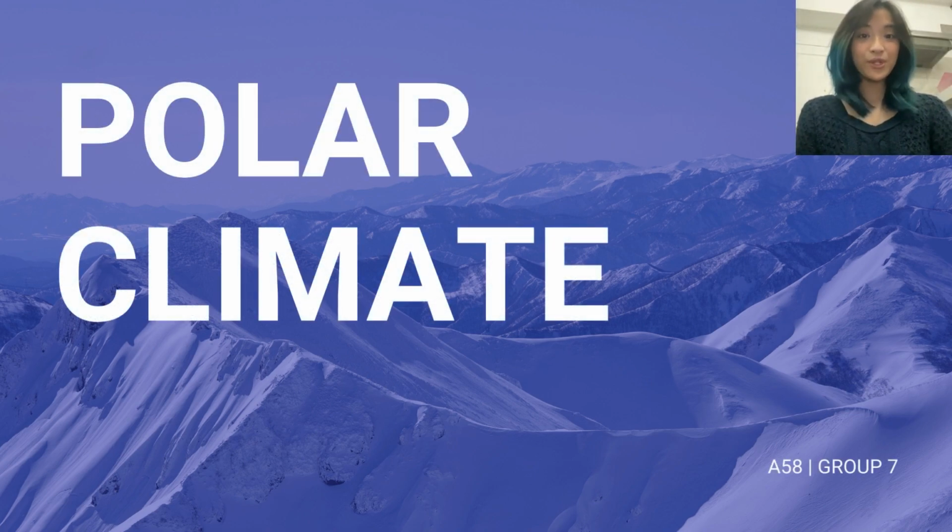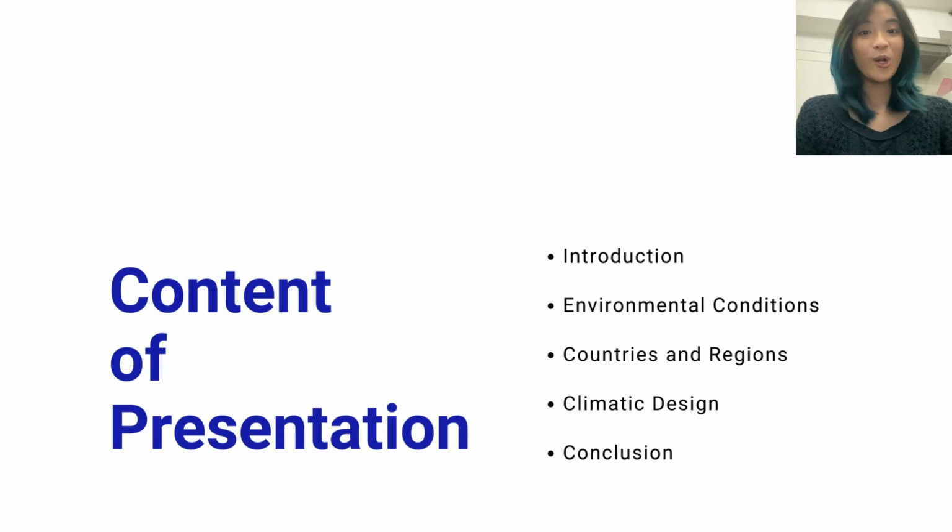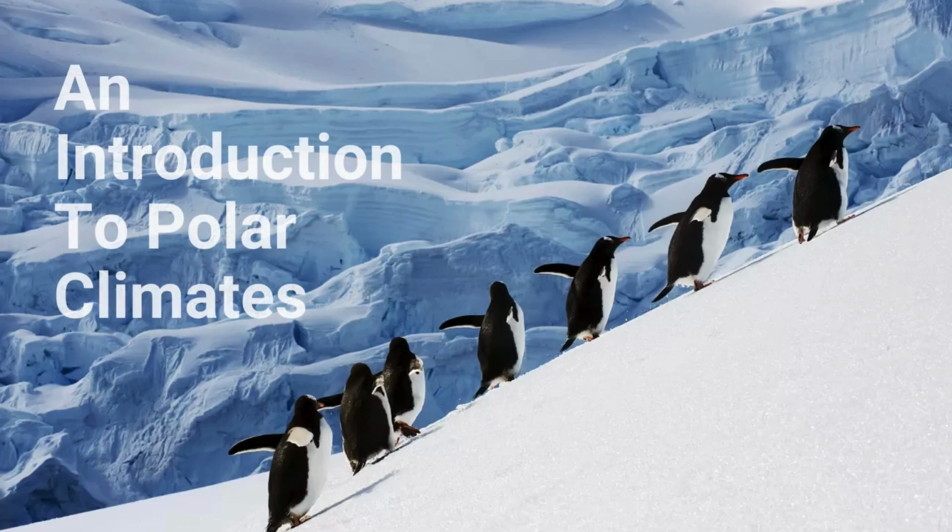We are Group 7 of Class A58, and today we will be presenting on polar climates, the polar areas, and how their climate affects their architecture. The following is the content of our presentation. First, we will begin with the introduction, followed by environmental conditions, and then the countries and regions under polar climates, and then climatic design, followed by conclusion.